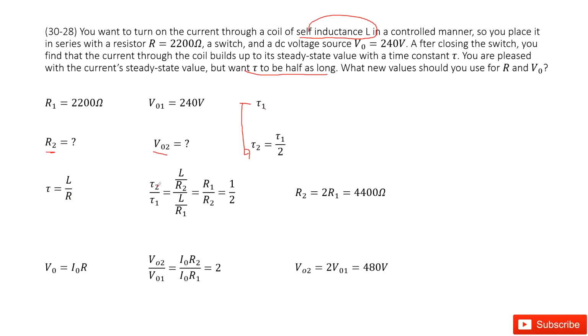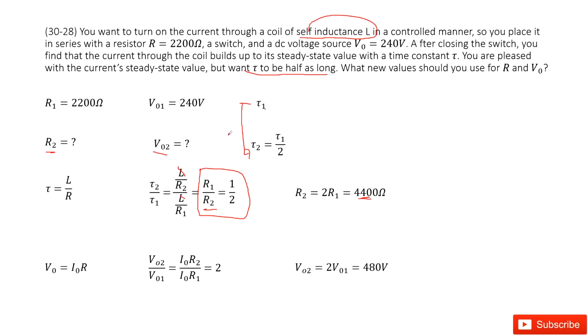So we just need to change the resistance R. We write tau 2 over tau 1, put tau 2 and tau 1 inside, and L cancels. So we get the term equal to R1 over R2. As we said, tau 2 over tau 1 is half, so 1 over 2. Now in this equation, we can write R2 equal to 2 times R1, and R1 is given, so we can get R2.